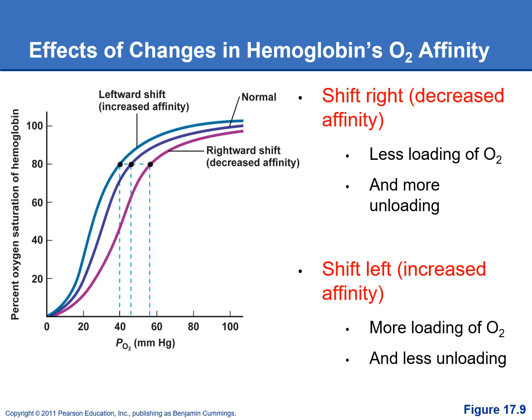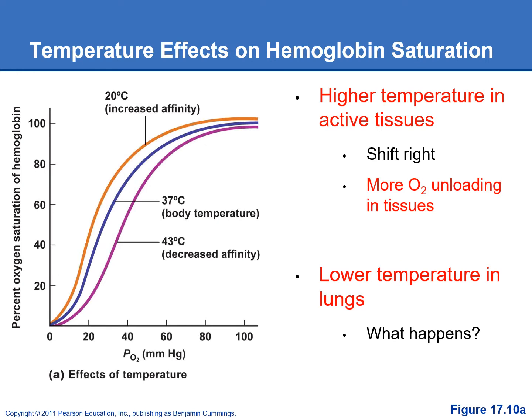So the reason these shifts in the curve are important is because we want to, in the tissues, shift to the right, because that means we're going to unload more oxygen. And then in the lungs, we want to shift to the left, because that means we can load more oxygen in the lungs. There are a number of things that will shift the curve to the right or to the left, and temperature is one of them.